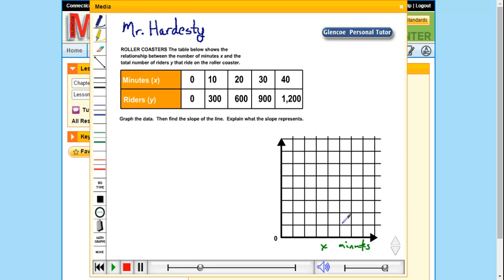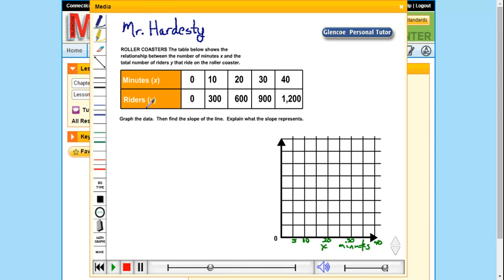And those are in intervals of 10. Let's count by 5s. Here's 5, 10, and so on. 15, 20, 25, 30, 35, and 40. I've labeled the 10 since I know that's what we're going to need when we plot our ordered pairs.